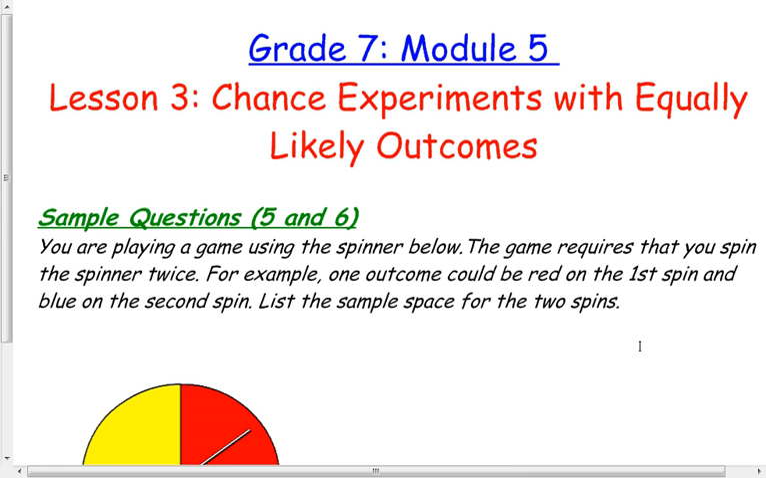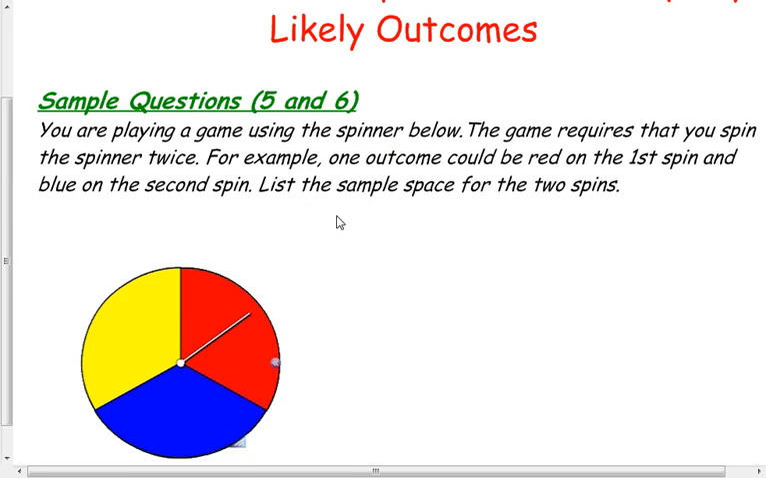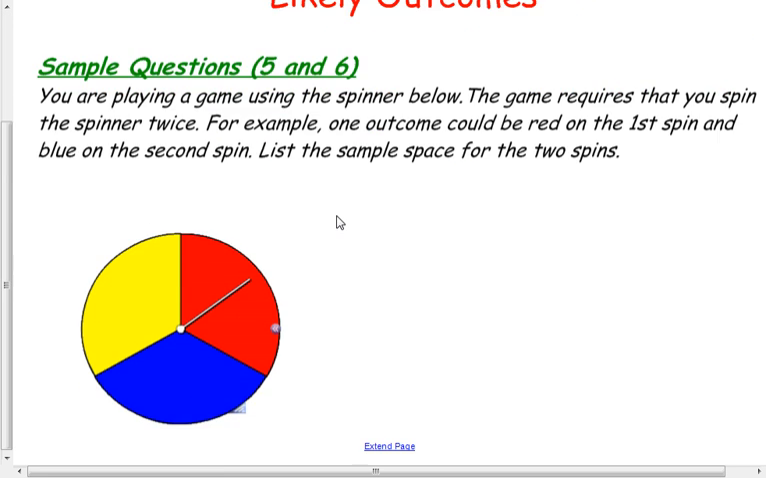Okay, hello again, everyone. This is grade 7, module 5, lesson 3, dealing with chance experiments with equally likely outcomes. And this is very similar to the homework questions, numbers 5 and 6.